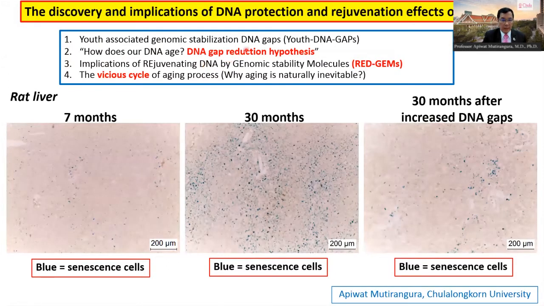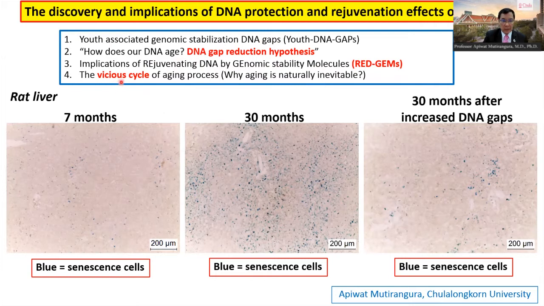The full name of DNA gap is Youth Associated Genomic Stabilization DNA gap, because the DNA gap has a function in stabilizing DNA or the genome and can be found in youth DNA more than aging DNA. So, you can see from this term, we think the mechanism by which our DNA ages is the reduction of DNA gap. As we are proving in this picture, if we add molecules that produce DNA gap, we can rejuvenate DNA, and rejuvenate the cell and whole body by stabilizing the genome.